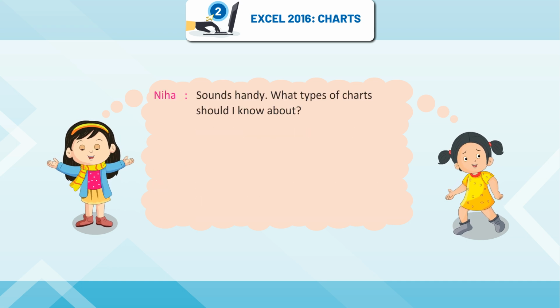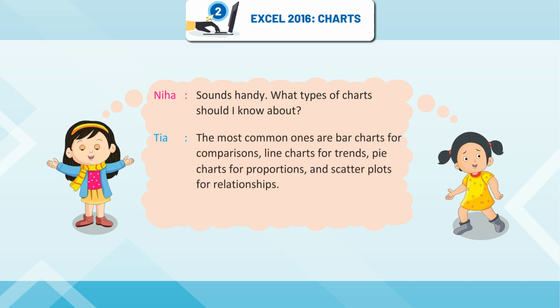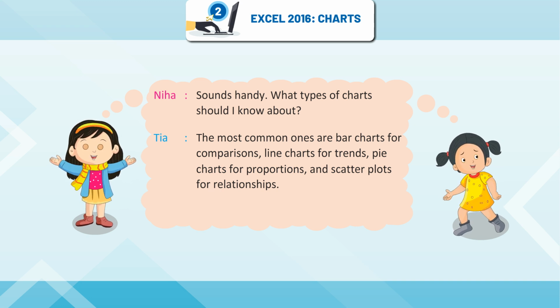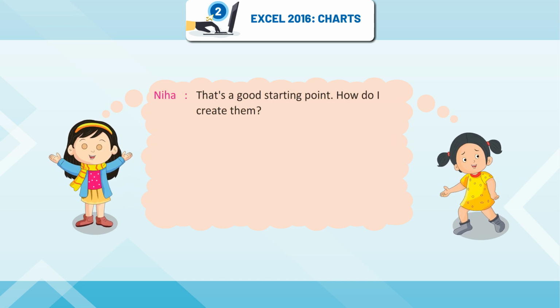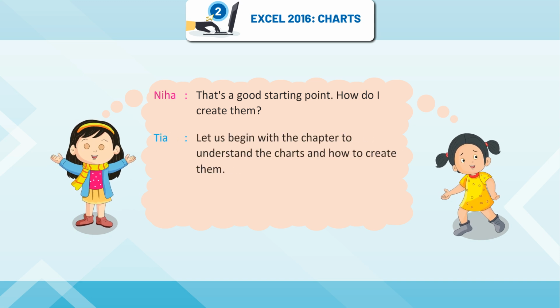Neha: Sounds handy. What types of charts should I know about? Tia: The most common ones are bar charts for comparisons, line charts for trends, pie charts for proportions, and scatter plots for relationships. Neha: That's a good starting point. How do I create them? Tia: Let us begin with the chapter to understand the charts and how to create them.